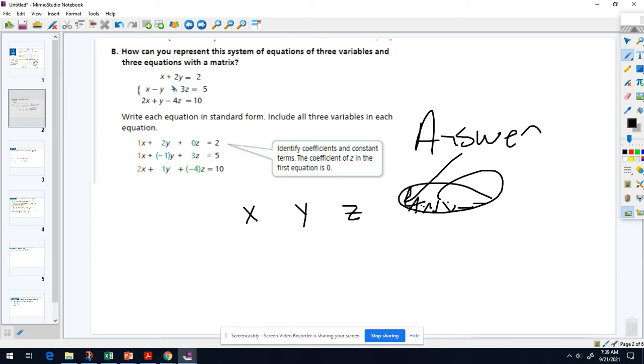So if I'm writing this matrix, understand that the way they have this set up is if there is no variable, we let it equal a 0. So for this first equation, I'm going to put a 1 for the x, a 2 for the y, a 0 for the z, and a 2 for the answer. For this matrix right here, I'm going to put a 1 for the x, don't forget the sign, a -1 for the y value.